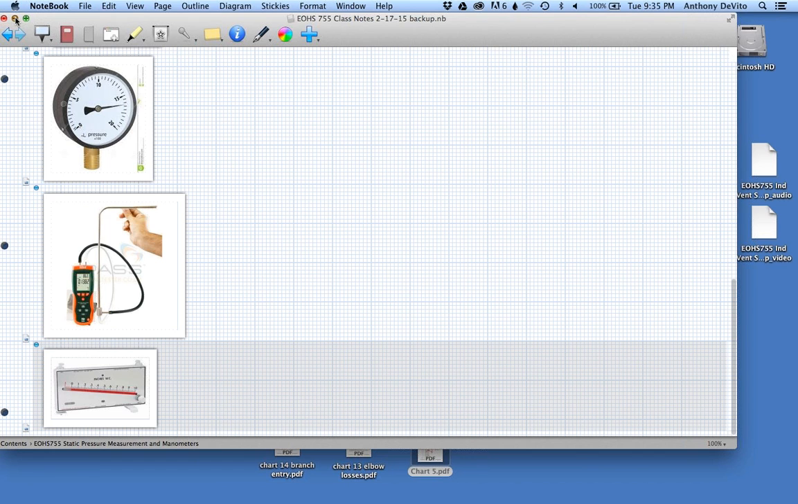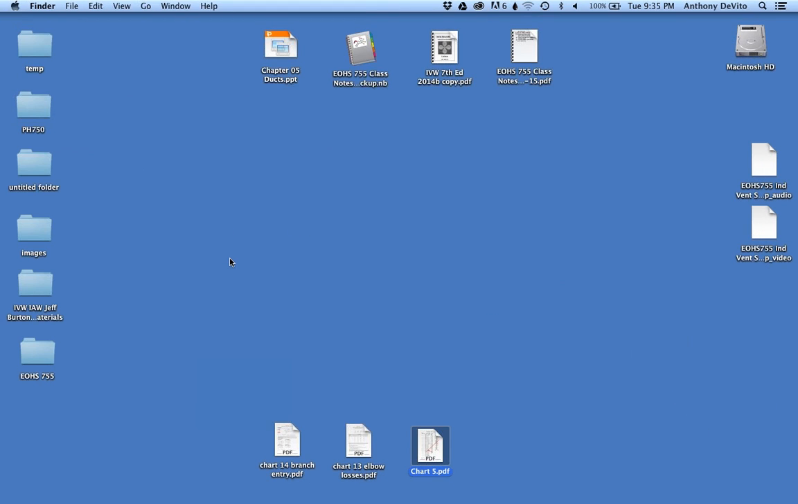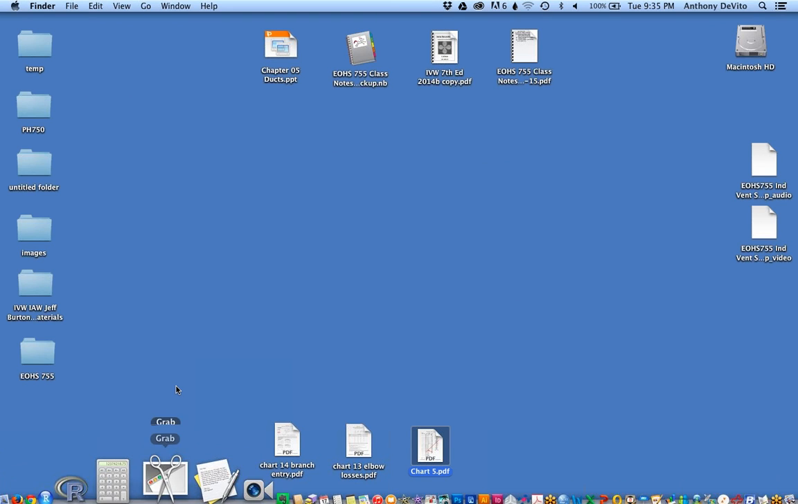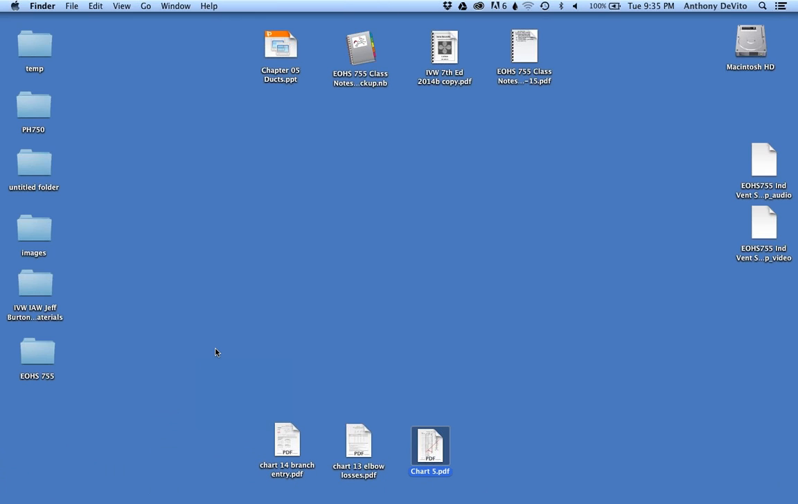The other thing I wanted to mention, remember in the lab, we're going to try some of this hands-on. It's going to be very exciting. I'm going to spend maybe about 20, 30 minutes doing it. I don't want to kill too much time, but I want you to actually see this in operation and measure static pressure in a duct.